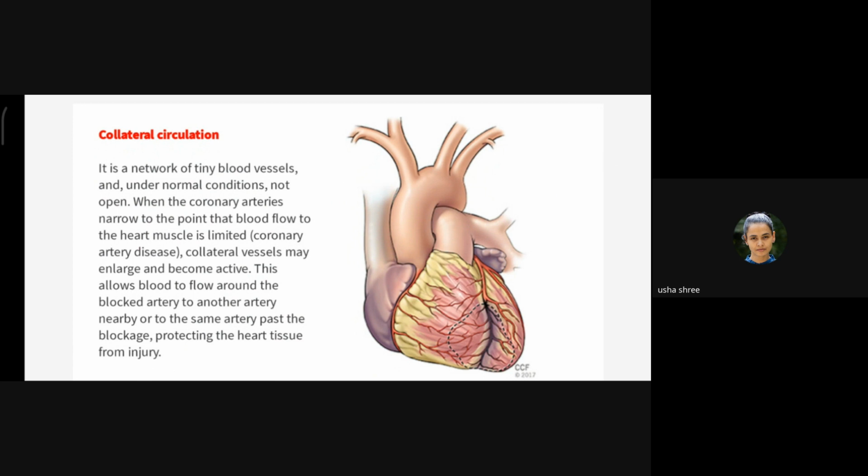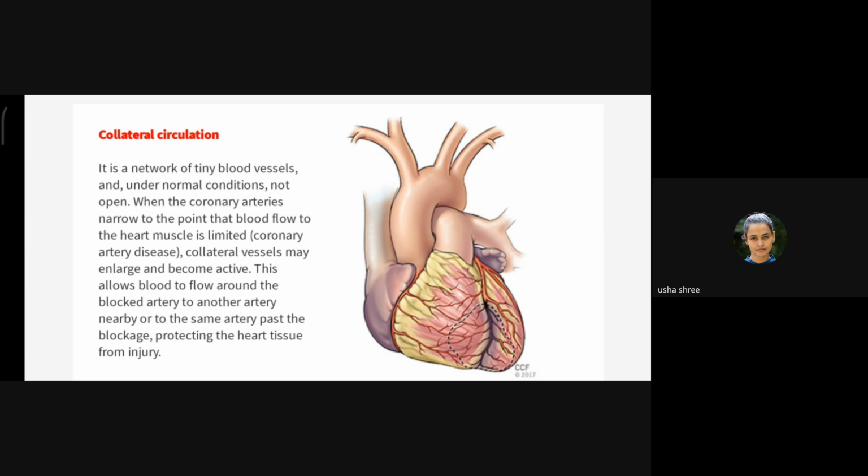Now, collateral circulation. It is a network of tiny blood vessels and under normal conditions not open. When the coronary artery narrows to the point that blood flow to the heart muscle is limited, it is because of coronary artery disease. The heart muscle is not getting a proper supply of blood. Collateral vessels may enlarge and become active.